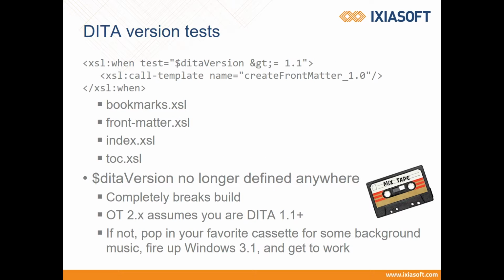The DITA version tests: we found syntax similar to what you see up top there in those 4 files. Testing for particularly bookmap related stuff because bookmap did not exist in DITA 1.0. So if any of your templates contain this test still, that will break your build. So those tests need to be found and removed.